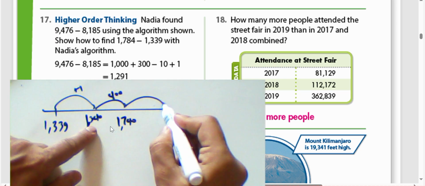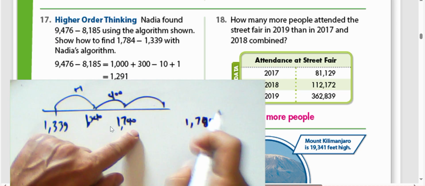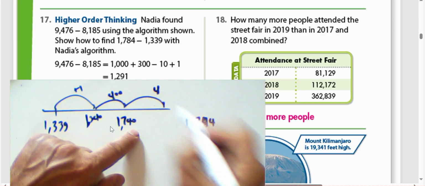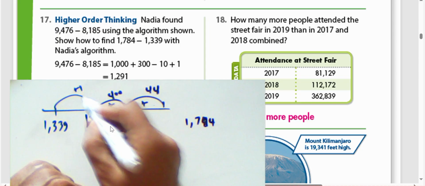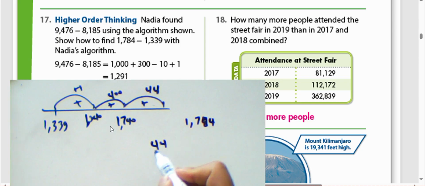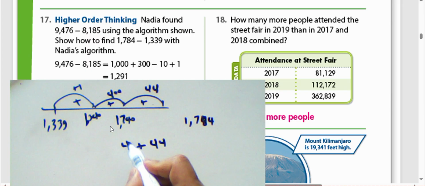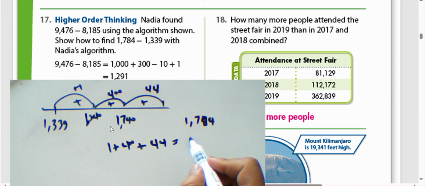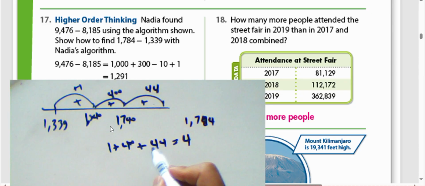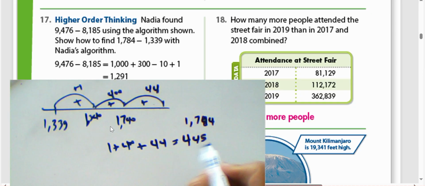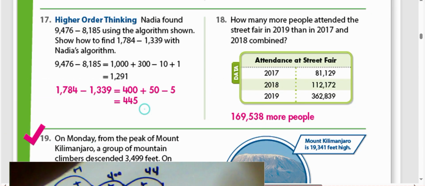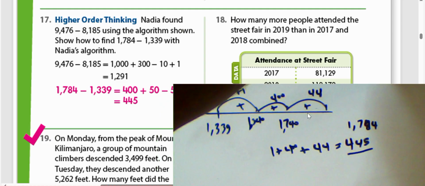1,740, and we can find the difference between. We need to add 4 and add 4 also. Then the result will be 44. Add 400, add 1. Then the result will be 400. 44 plus 1 will be 45. Okay, it's the difference between two numbers.